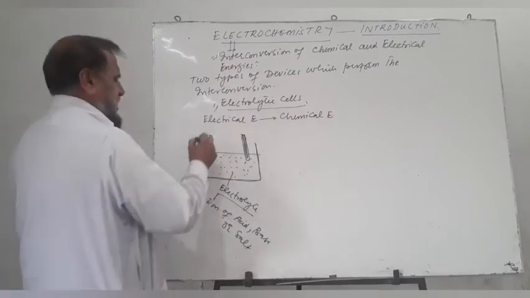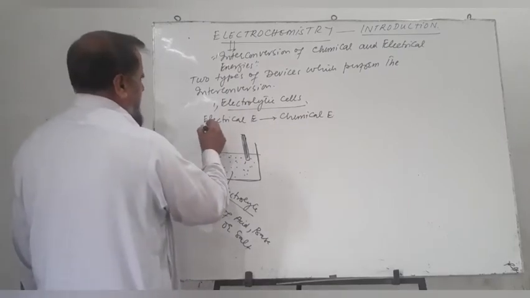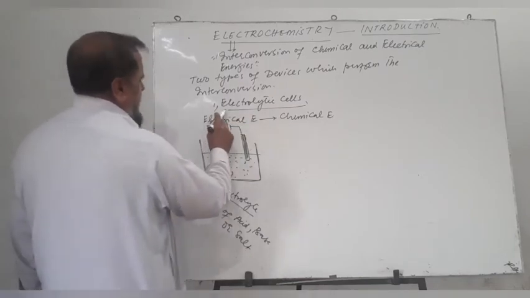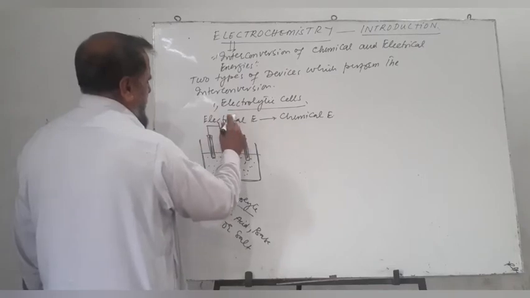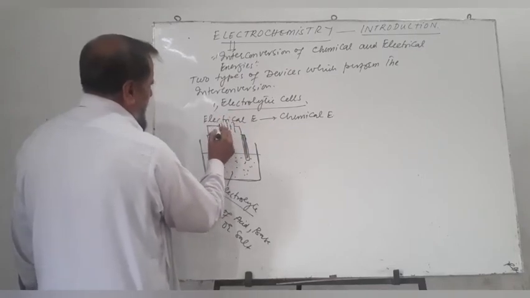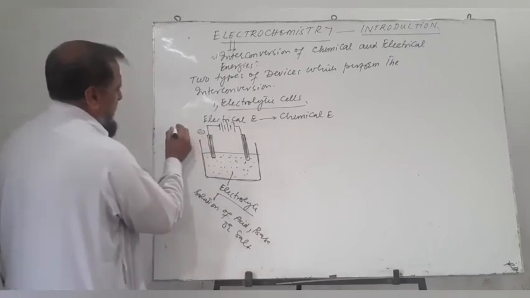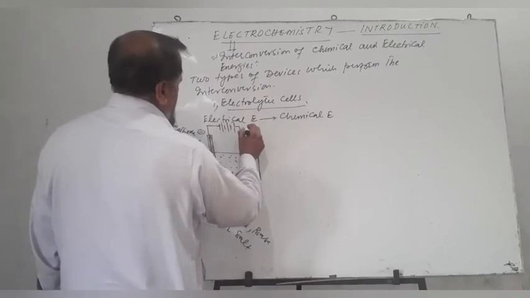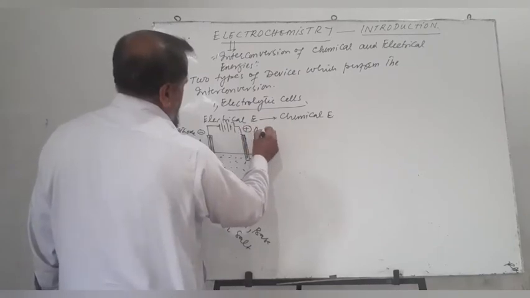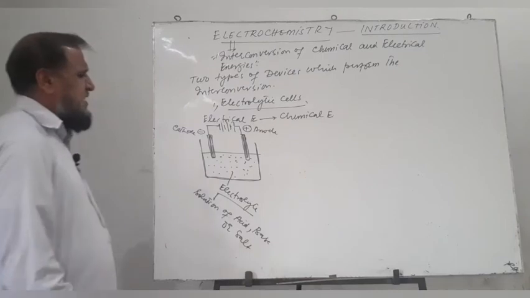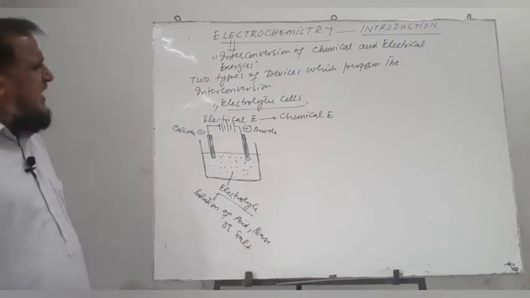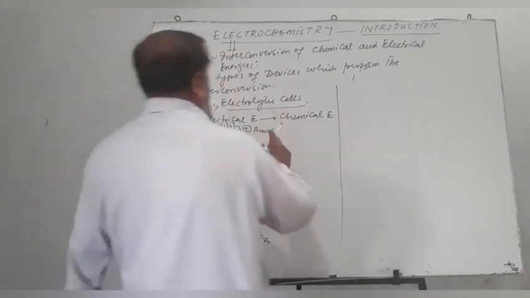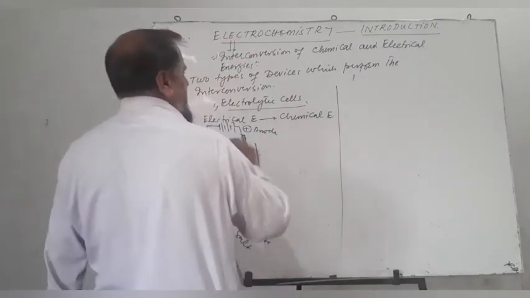These metal plates are known as electrodes when they are connected to a battery. The electrode which is connected to the negative terminal of the battery has a negative charge and it is called cathode, while the other electrode which is connected to the positive terminal of the battery has a positive charge and it is known as anode. Every electrolytic cell has this general construction. We can have different types of electrolytic cells. Now in this case, cathode is negative and anode is positive.